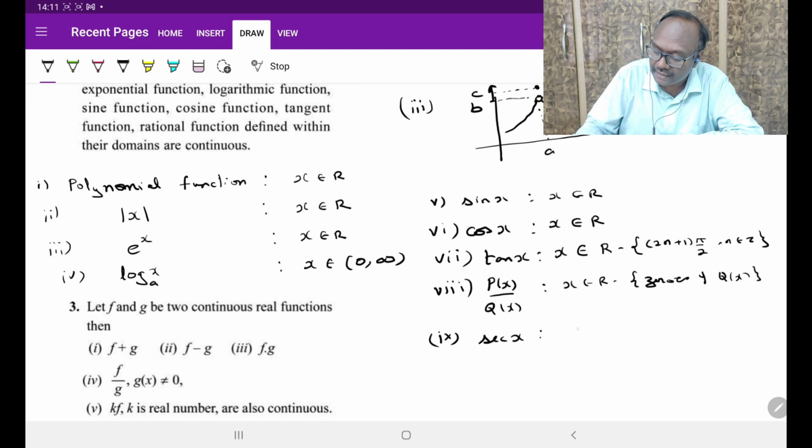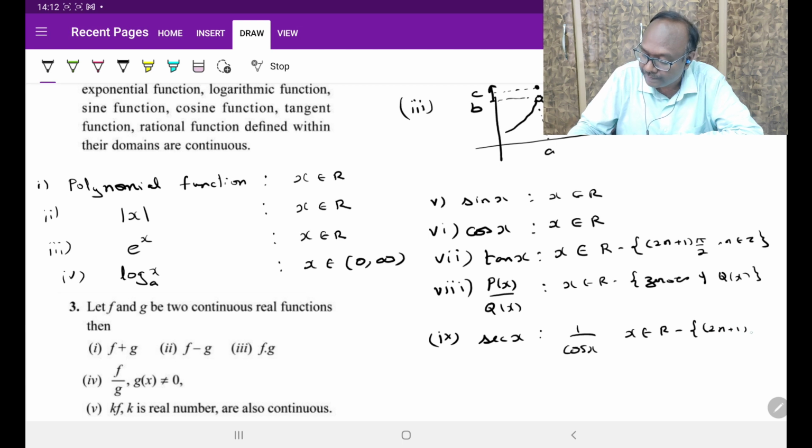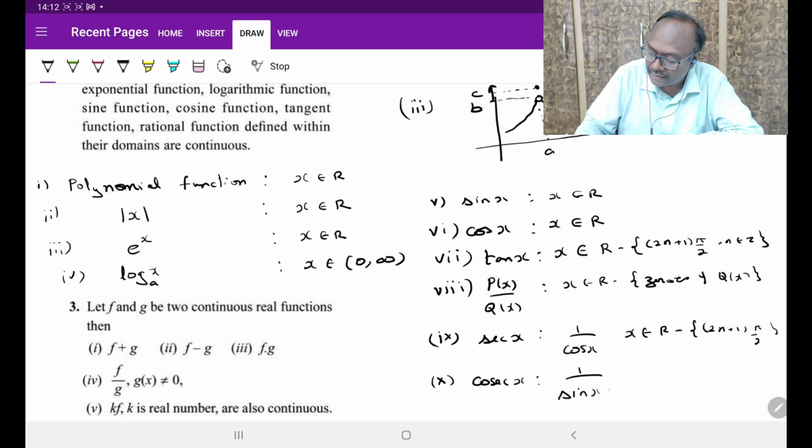secant x is again 1 by cos x. So again we have to check for when cos x is 0. Cos x is 0 for odd multiples of pi by 2. So x belongs to R minus (2n plus 1) into pi by 2. And let us see cosecant x. It is 1 by sin x, and sin x is 0 for all the multiples of pi. So x belongs to R minus n pi, n belongs to Z.